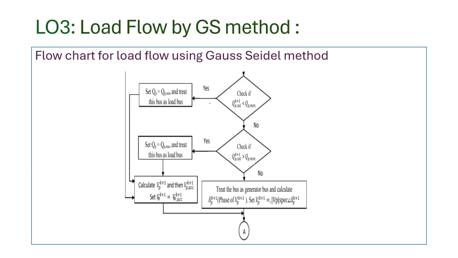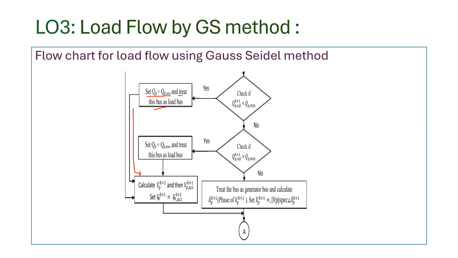If it is less than Q minimum, then we set the reactive power for that bus to Q minimum, and we proceed for the calculation of voltage. So here it is written, set Q equal to Q minimum and treat this bus as a load bus and go for the calculation of voltage. So here we can see that we calculate the voltage for that bus.